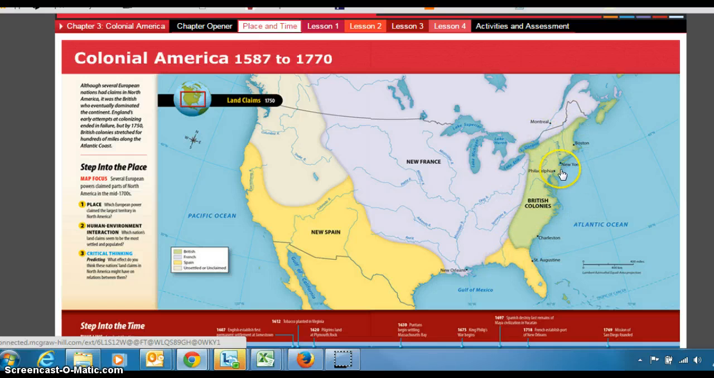We're going to learn about the differences in the colonies. So there were differences in them. We have the New England colonies up here, the middle colonies, and the southern colonies. So that's what we're going to be focusing on.